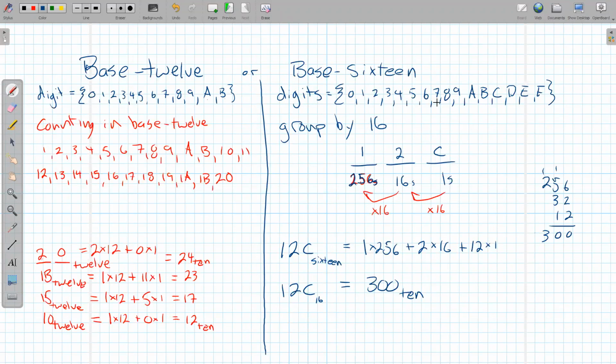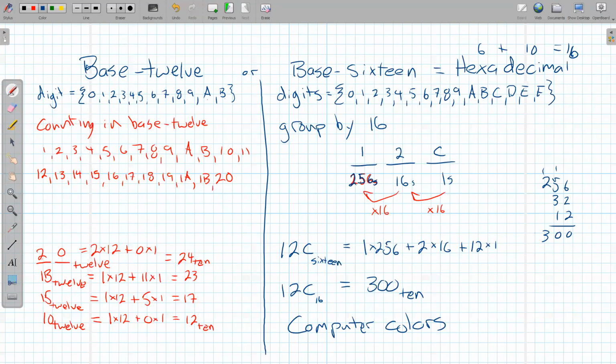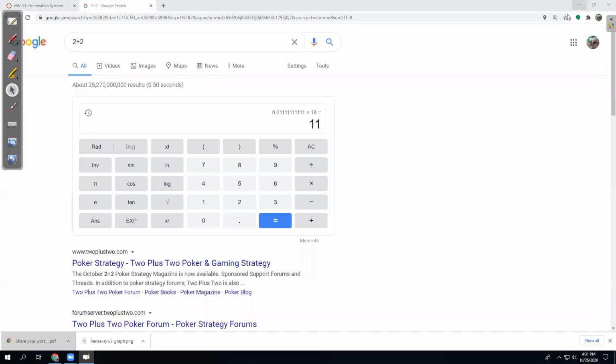Base 16 is often called a hexadecimal system. Hexa meaning 6, and decimal meaning 10. 6 and 10 is 16. And hexadecimal numbers are often used to encode colors on a computer. So computer colors. And I'll just show you an example of this, and then we need to move on to rounding.